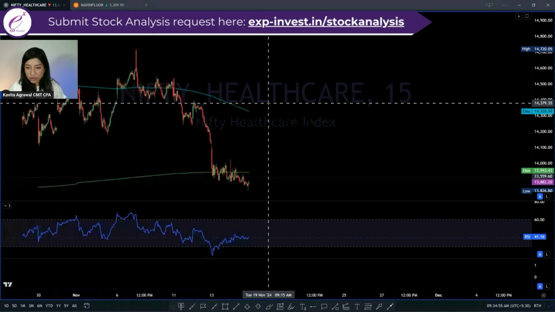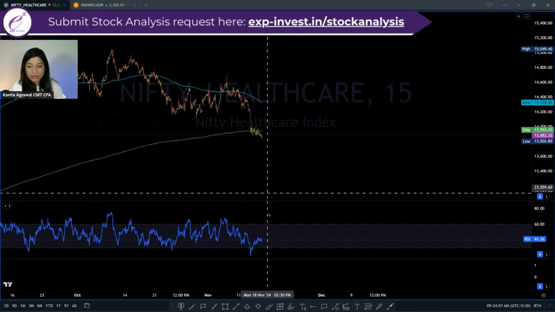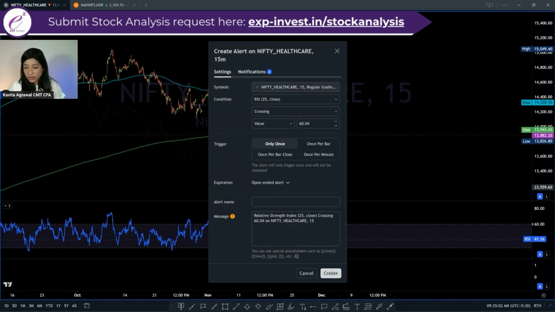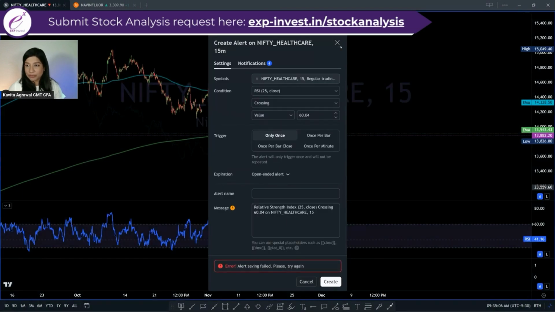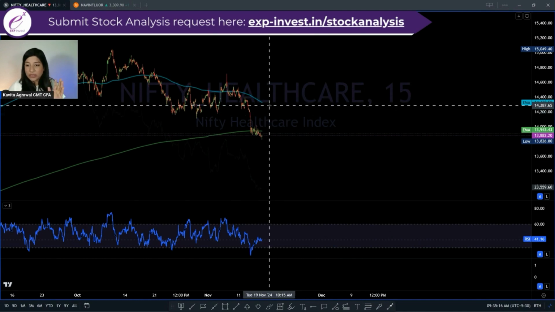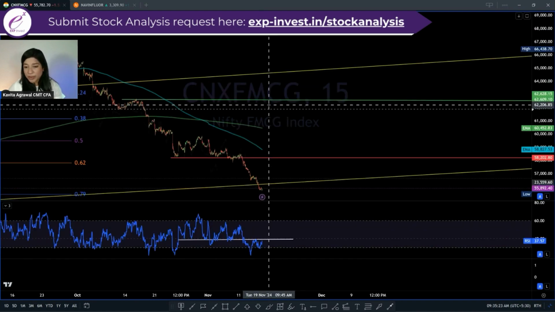The 15-minute time frame is also suggesting more correction to come, even if it temporarily gives us some higher high formations here. Oh, looks like I've been overusing my alerts. Anyways, I'll figure that out. So even if it gives an intermittent rally here, I'm not interested in creating positions in the pharma and the healthcare sector from a short term perspective. Long term is a different story, though.